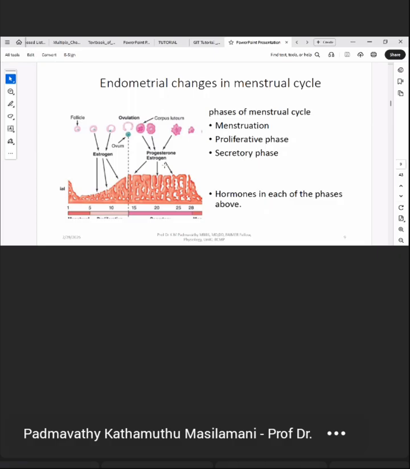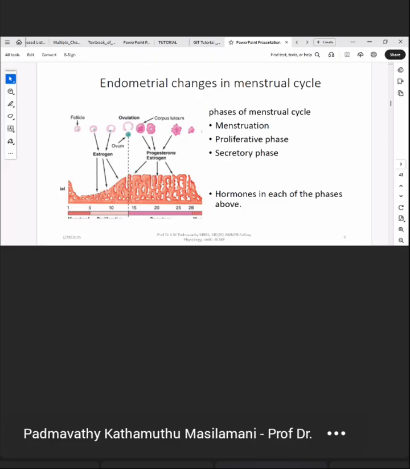How much does the thickness increase? 5 to 6 mm. There is increased lipid and glycogen. Glycogen because it is nutrition, isn't it? So it is producing the uterine milk. The uterine milk, in case fertilization occurs, provides the source of nutrition.